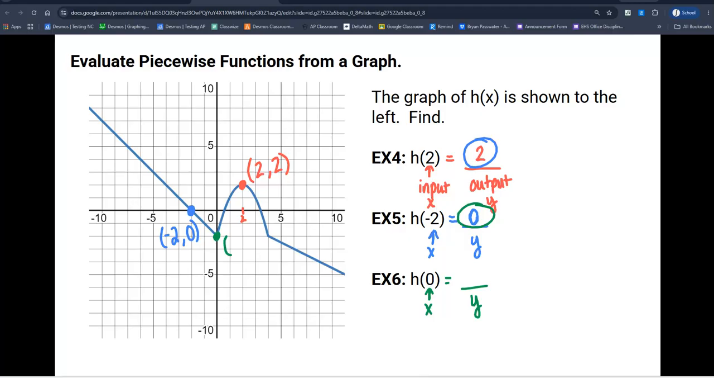What's the x coordinate? 0, -2. So 0 is what I plugged in. -2 is the y. That's what I get out. So that is my answer. Does that make sense from a graph? That's all you got to do. Your answer is just the y. You got to find where the x equals that, and the answer is the y coordinate. And that's for any graph, not just piecewise.